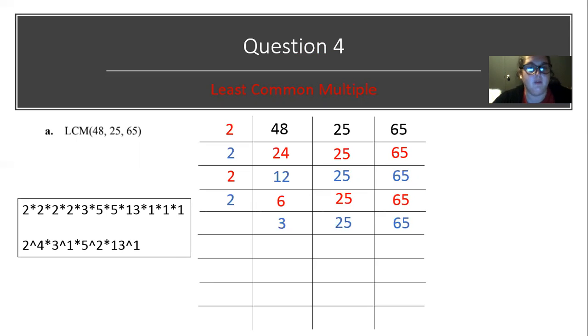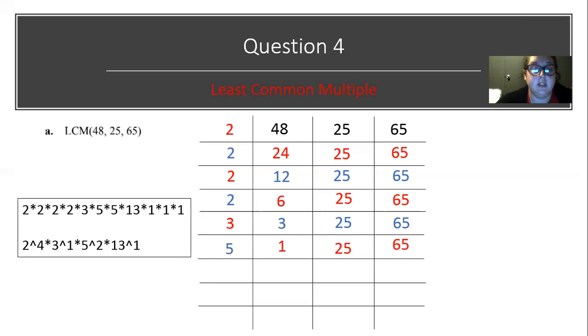So where do we go from here? Okay, so why don't we just go ahead and make this 3. We're going to be done with this 3 out of the 48. So 3 divided by 3 is going to give us 1 because we want just prime numbers. And then 3 is not going to go into 25 at all. Just keep bringing it down, and the 65 as well.